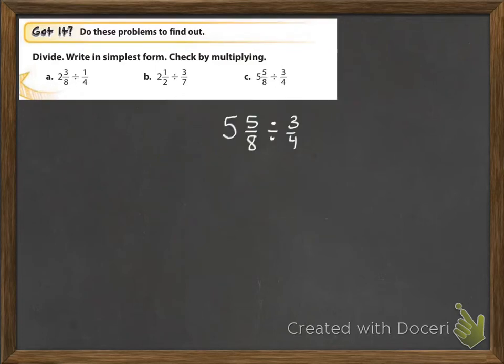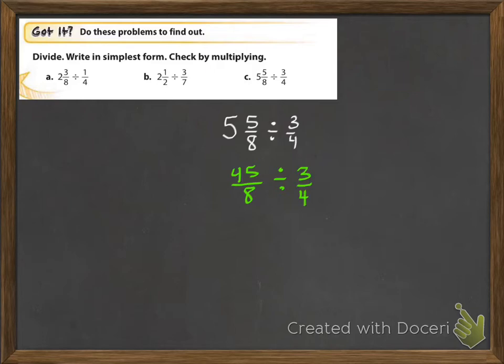All right, and for C, you should start with the original problem. Then we're going to go ahead and turn this into an improper fraction. 8 times 5 is 40, plus 5 gives us 45 over 8. Remember, we always keep that denominator the same. Since we changed this into an improper fraction, we're going to leave the rest of the problem the same, so we're just going to copy that divided by 3/4 again.